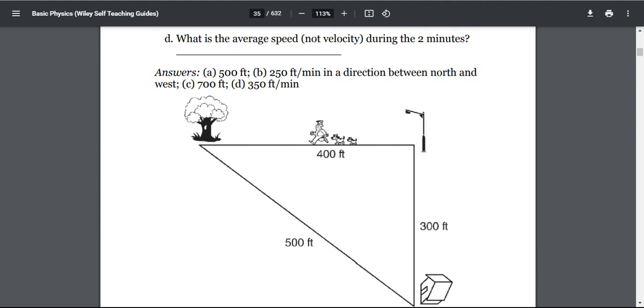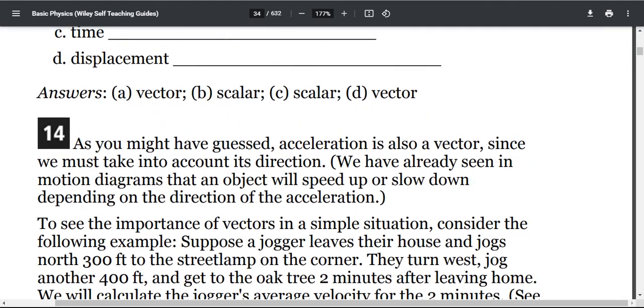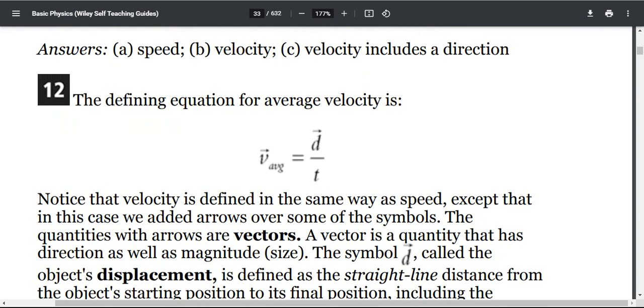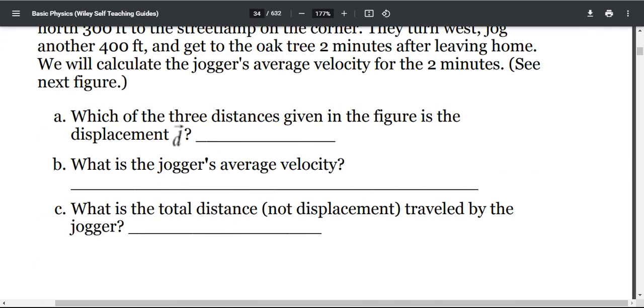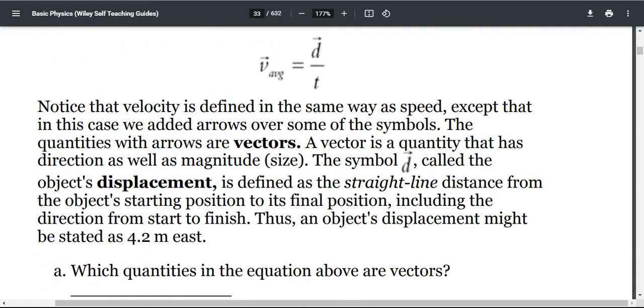We are going to use the average velocity equation to solve the questions which I'm going to ask you later. The equation is v_avg = d / t, where v and d have arrows. Don't forget this. Now what is displacement? The symbol d with an arrow is called the object's displacement. Any symbol with an arrow is a vector.